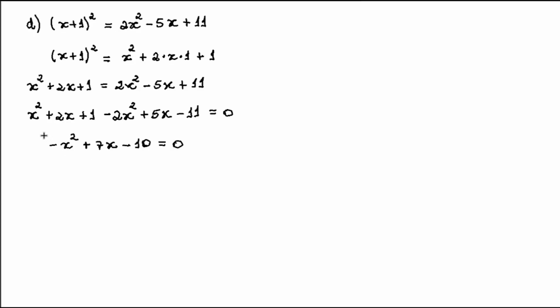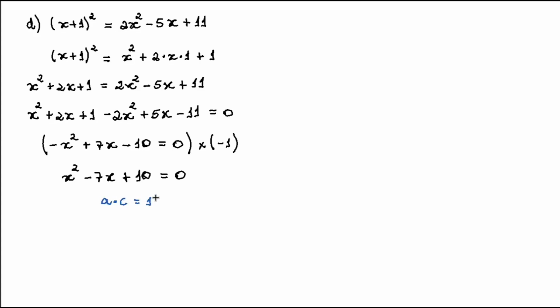Now let's multiply the equation by minus 1 to make the coefficient of x squared positive. The equation becomes x squared minus 7x plus 10 equals 0. Now we can proceed to the factorization procedure. Note that the coefficient a this time is equal to 1. It means that the product of the coefficients a and c is equal to the coefficient c.